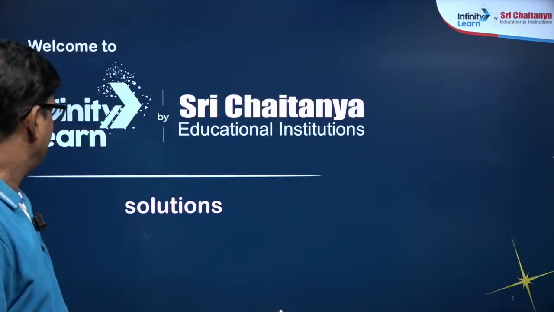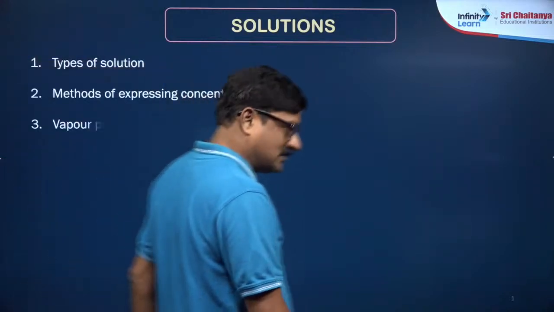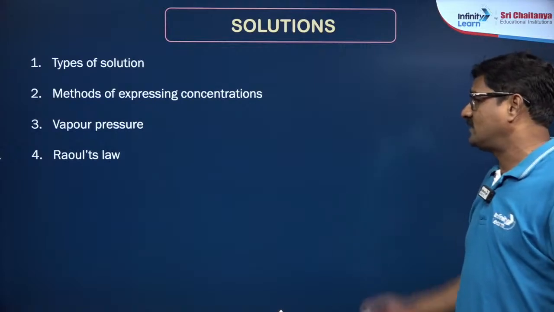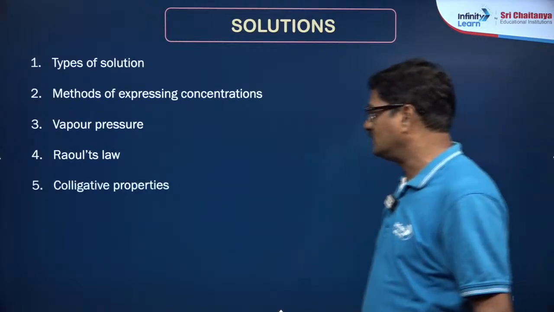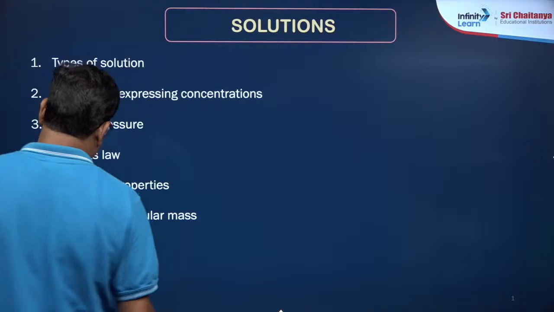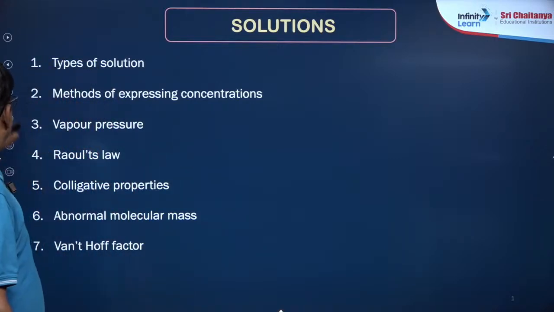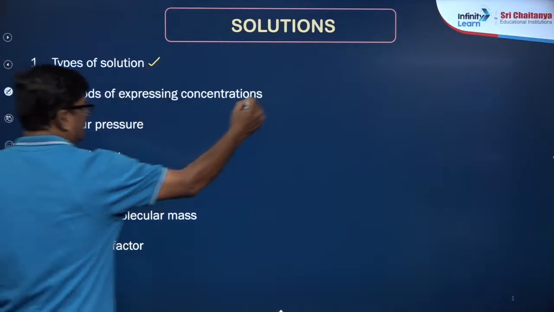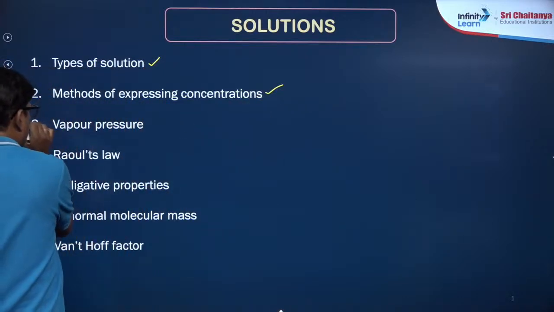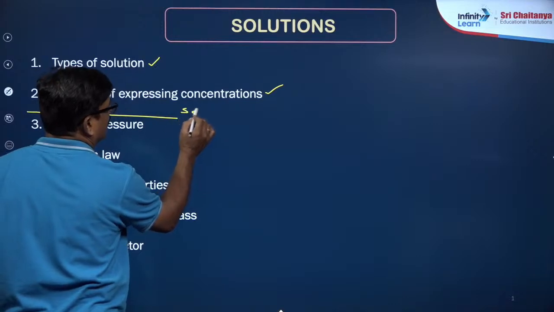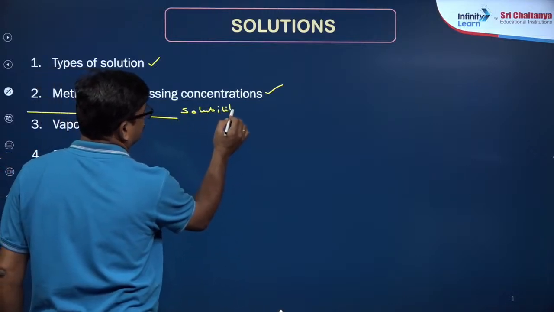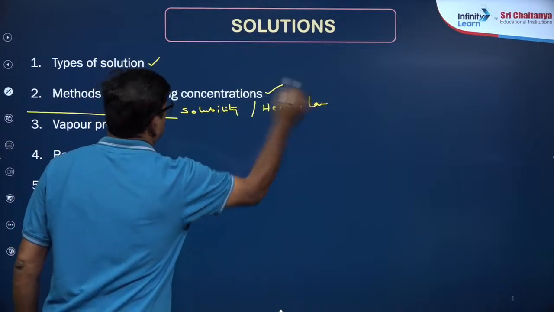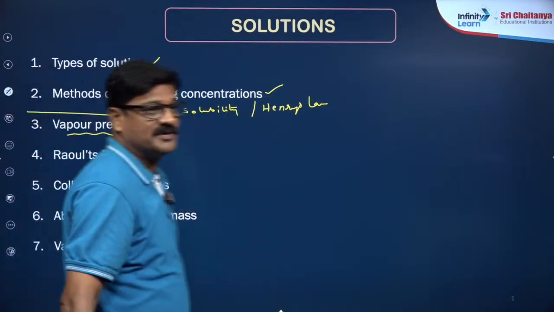Let's see the topics that we have in this chapter: types of solutions, methods of expression of concentration, vapor pressure, Raoult's law, colligative properties, abnormal molecular mass and Van 't Hoff factor. In this journey we have already completed types of solutions and methods of expression of concentration, and we also completed solubility and Henry's law, and we are now in vapor pressure.